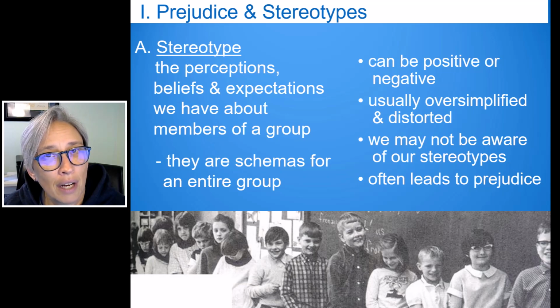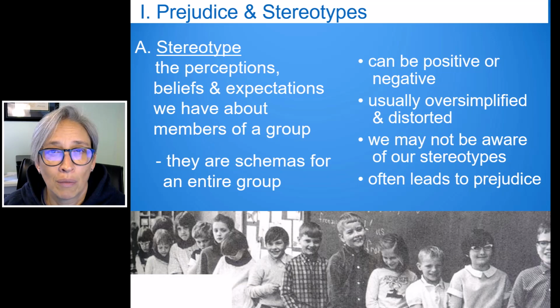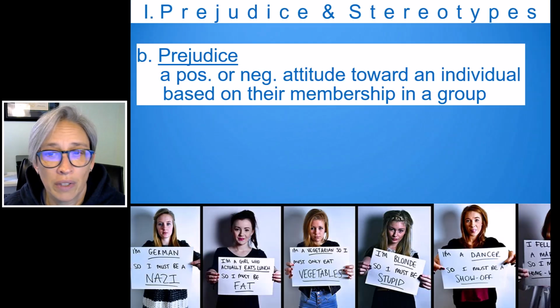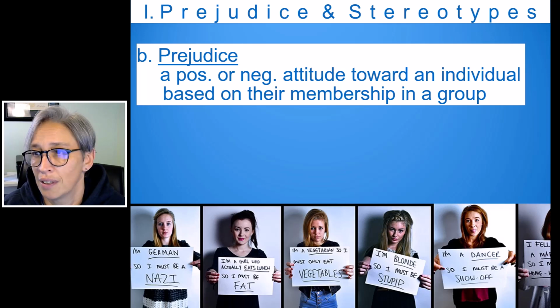Remember that stereotypes can be positive, they can be negative. Oversimplified, we may not be aware of them when they happen, so be aware. It could lead to prejudice. Let's talk about what that is. Prejudice is what we do when we decide beforehand whether a person is rich or poor. Instead, we're going to not withhold judgment. We're going to make that judgment right away.